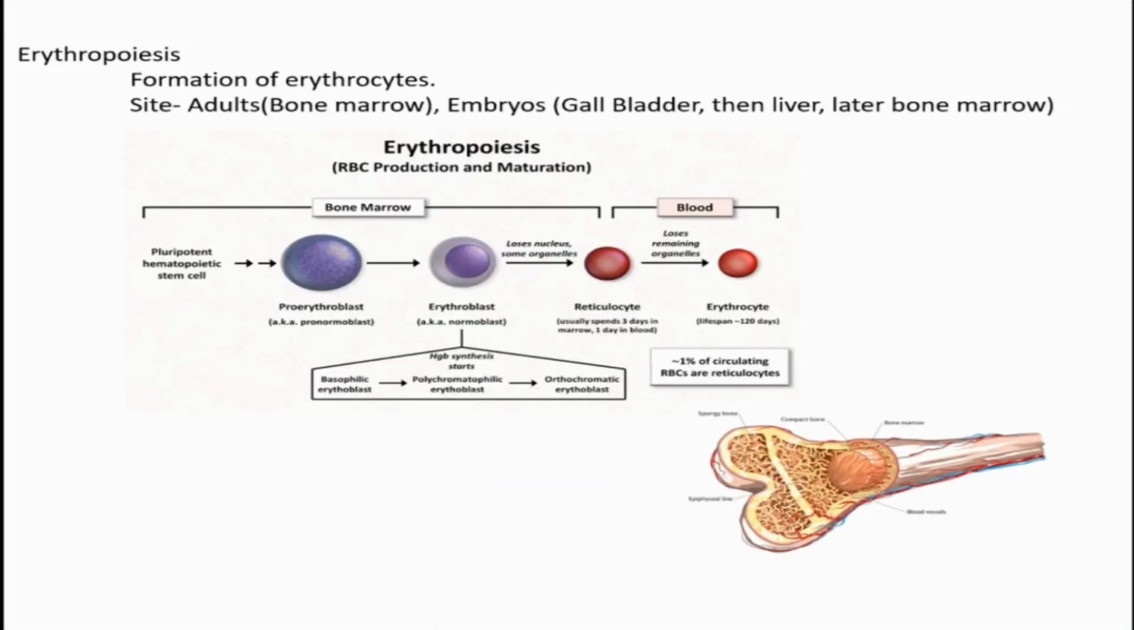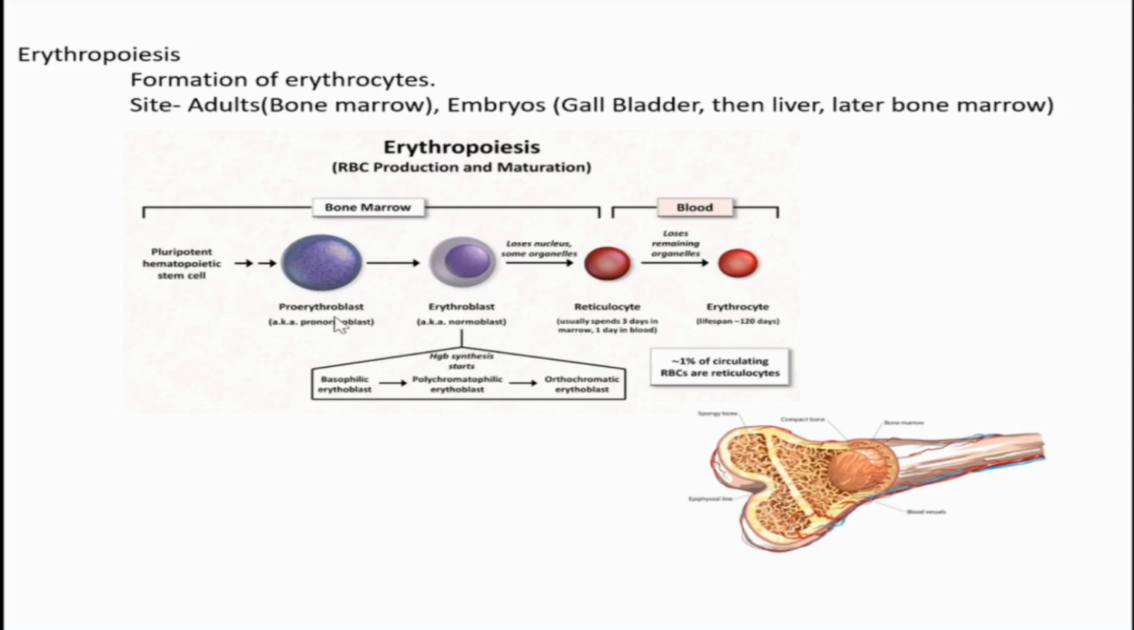Next, erythropoiesis means formation of erythrocytes. Erythrocytes are actually formed from the bone marrow. This is the bone marrow. Bone marrow is a spongy tissue seen inside the bones. From these bone marrow cells, the RBC is actually formed. These are the bone marrow cells in the first stage.